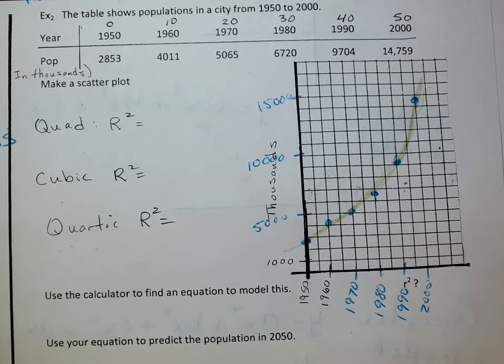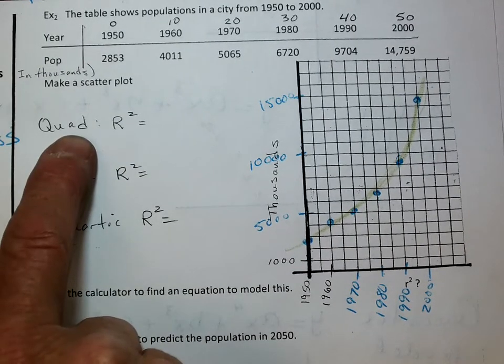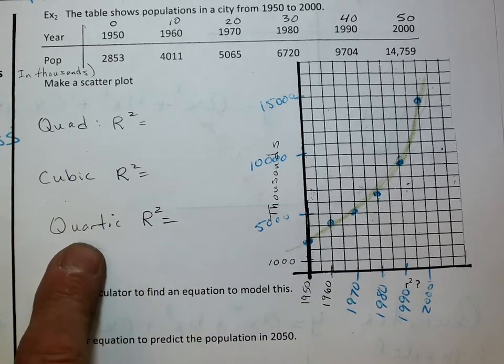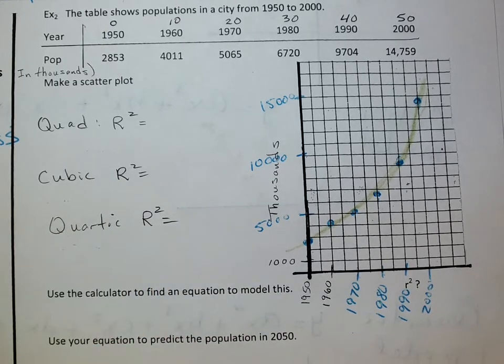Now which one is it? Is it quadratic? Is it cubic? Is it quartic? I don't know. But I'm going to let the calculator tell me which one's the best fit, okay? So how do we do that? So let's do what we did before.